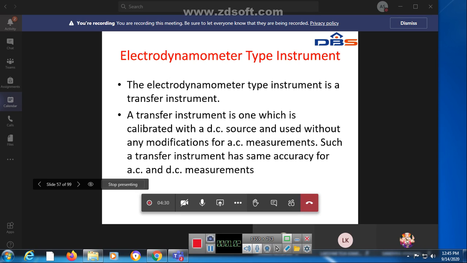Such a transfer instrument has the same accuracy for DC and AC measurements. Whenever you use this electro dynamometer for AC measurement and DC measurement, the accuracy will be the same.